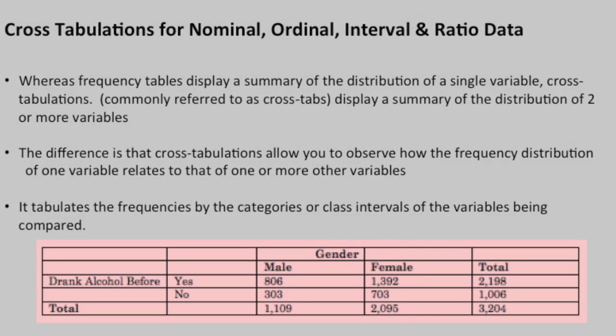Cross tabulations. Whereas frequency tables display a summary of the distribution of a single variable, crosstabs display a summary of the distribution of 2 or more variables. The difference is that crosstabs allow you to observe how the frequency distribution of one variable relates to one or more other variables. It tabulates the frequencies by the categories or class intervals of the variables being compared.